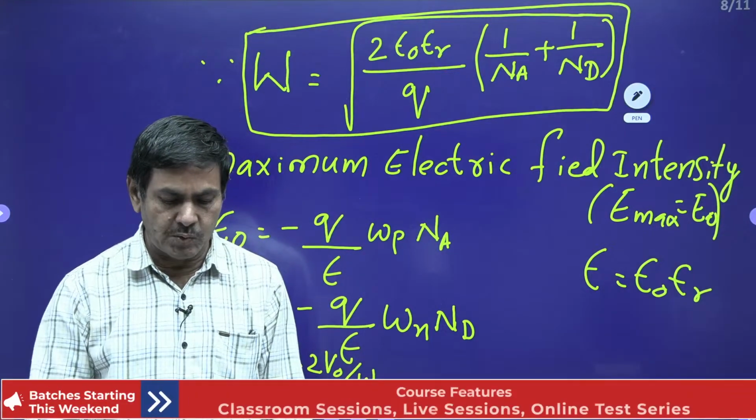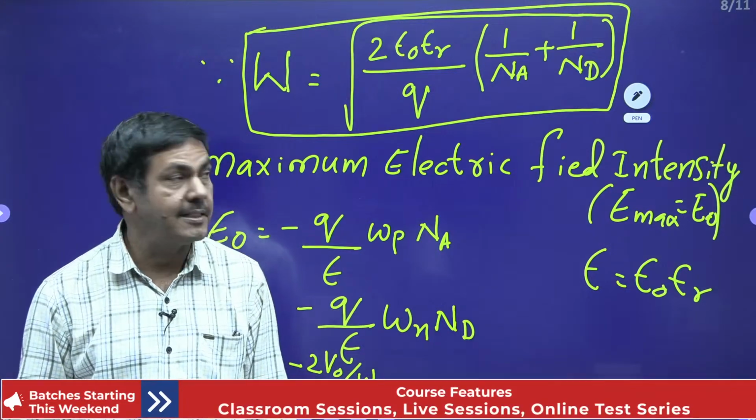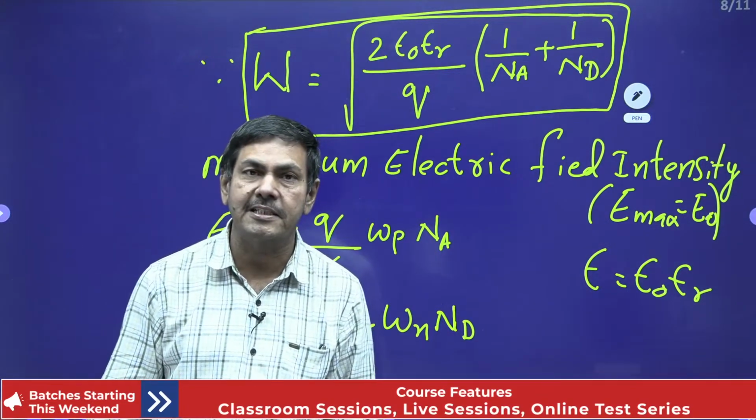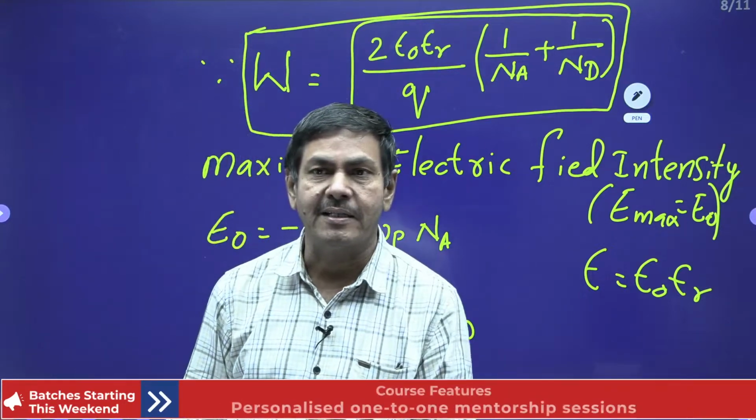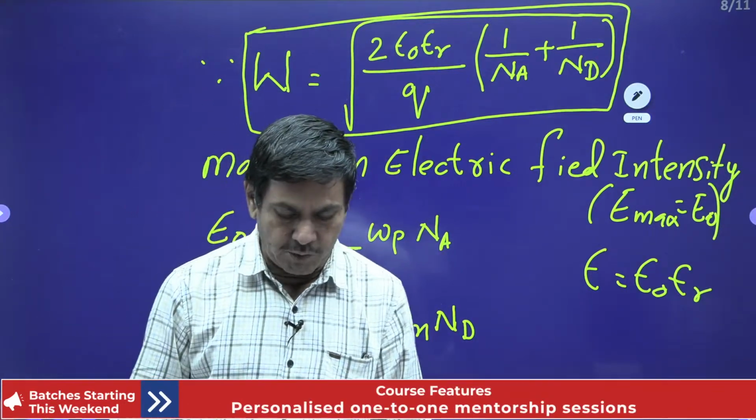Now, I would like to do a certain number of problems based upon this. These formulas are all possible when the PN junction diode is open circuited. That is very important. Now, I wish to do certain problems.